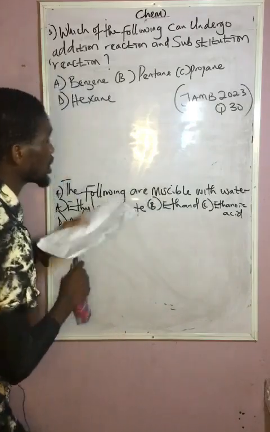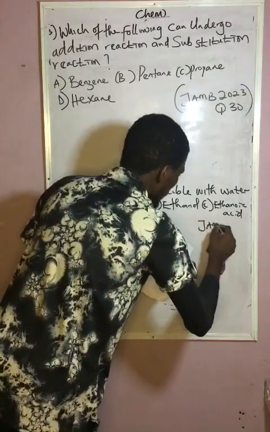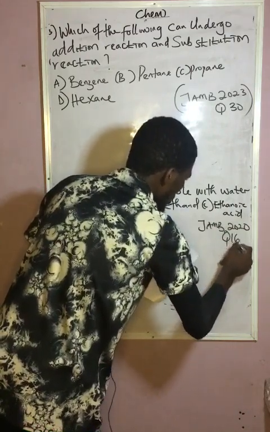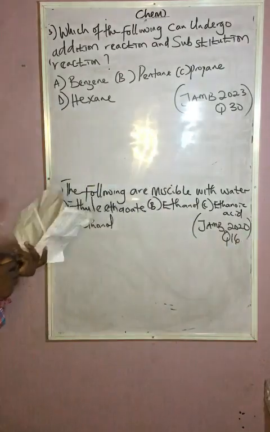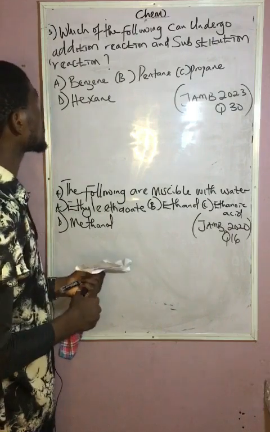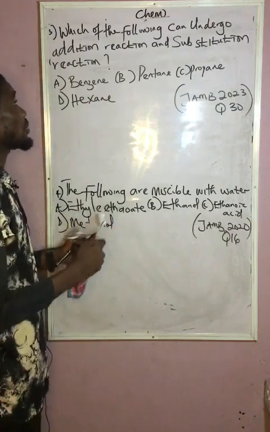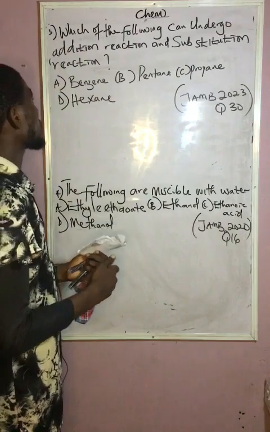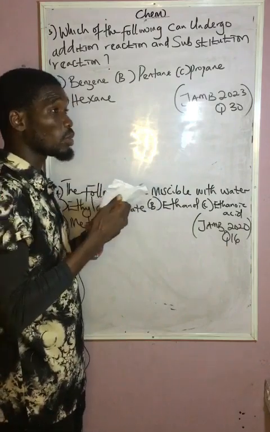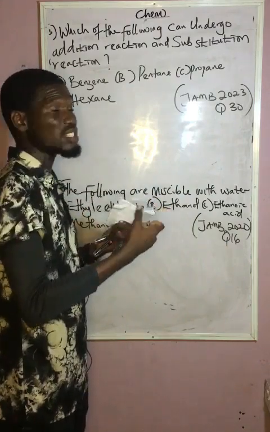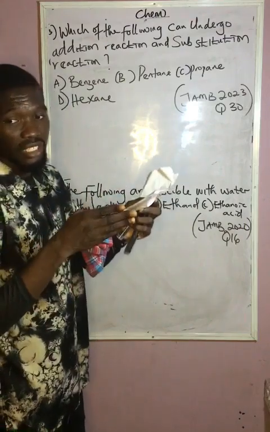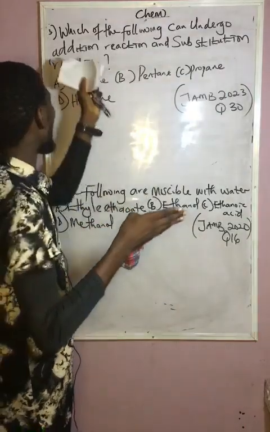This is also JAMB 2020 question 16. Look at this now, class. So the question goes thus: which of the following can undergo addition and substitution reaction? And when we talk about addition reaction, it means the reaction from a double bond, listen attentively, from a double bond reacting with a catalyst that will give us a single bond. That's an unsaturated hydrocarbon. That's for addition reaction.